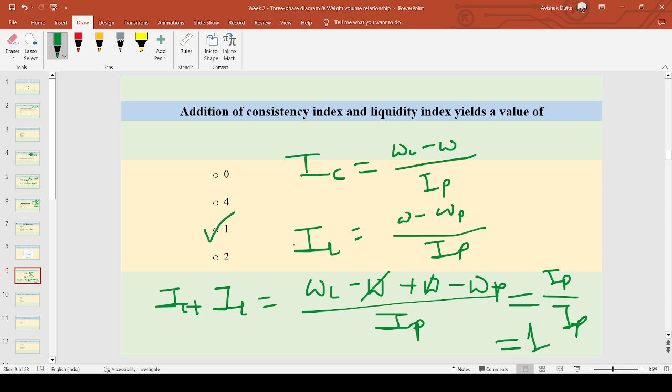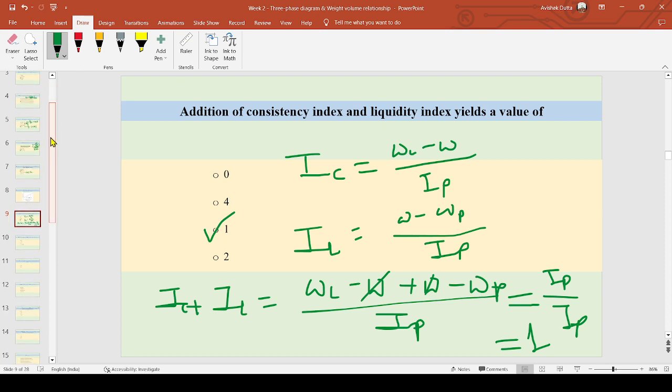Yes, sir. Okay, so just go through these concepts of consistency index and liquidity index once more. It will be clear from any prescribed textbook like BC Punmia or Gopal Ranjan Rao. You can follow BC Punmia. It is given in a very concise way.